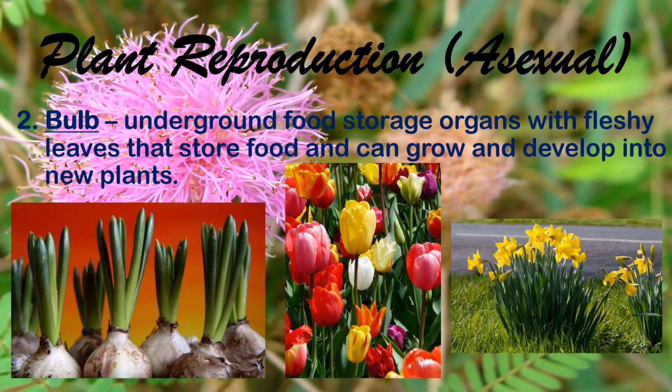The second way is through bulbs. Bulbs are underground food storage organs with fleshy leaves that store food and can grow and develop into new plants. Examples of these are onions, tulips, and daffodils.